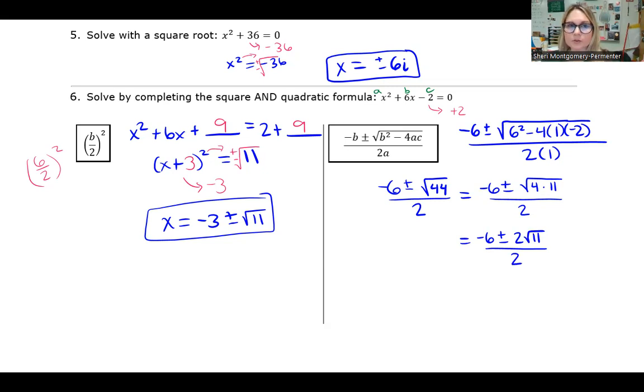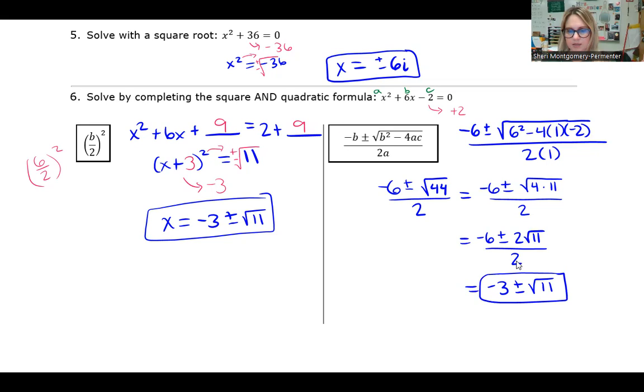At this point, all you're doing is reducing. So this is the actual answer, but we just need to reduce. What's 6 divided by 2? 3. And 2 divided by 2 is 1. So we get -3 plus and minus square root of 11.